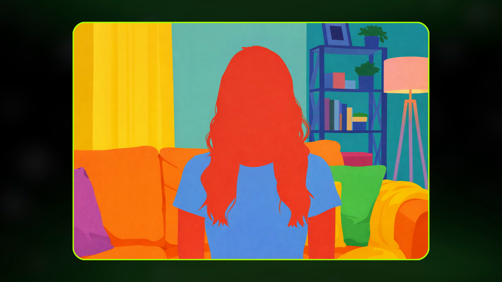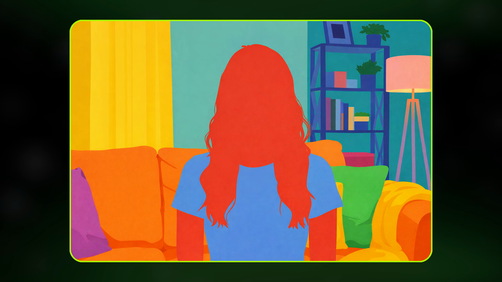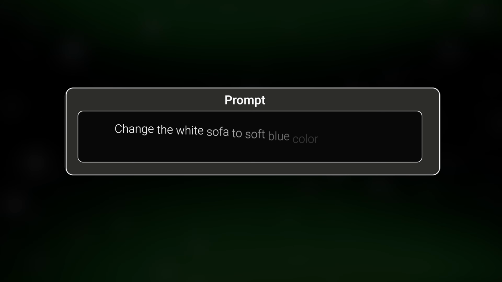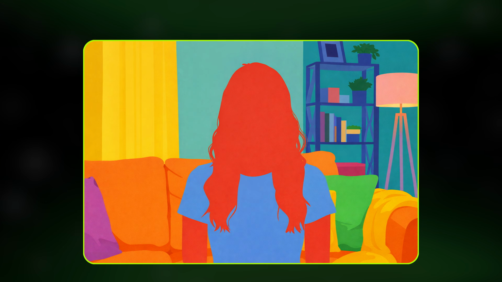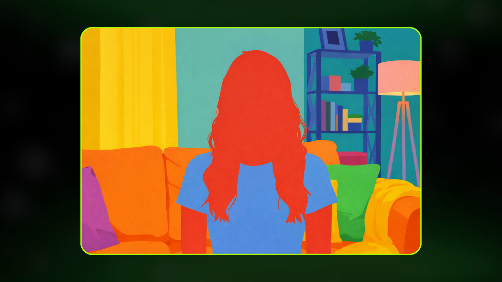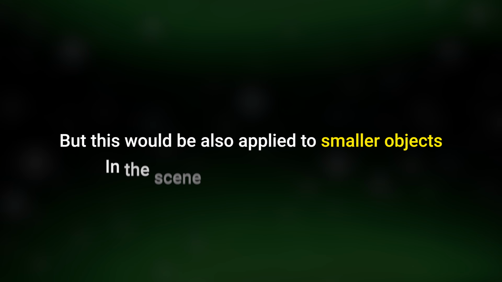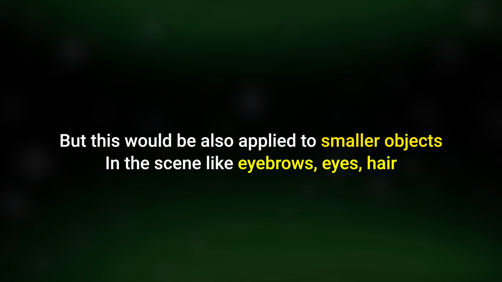So if I wanted to specifically change the sofa, I can use a prompt like, change the white sofa to a soft blue color with a velvet texture. Keep everything else exactly the same. And what it should do is edit the specific sofa segment. Now in my segmentation mask, I only highlighted the big objects, but this would also be applied to smaller objects in the scene, like my eyebrows, my eyes, my hair.